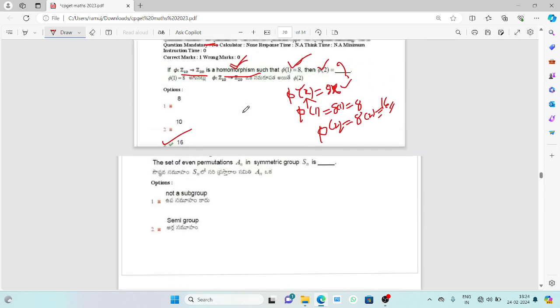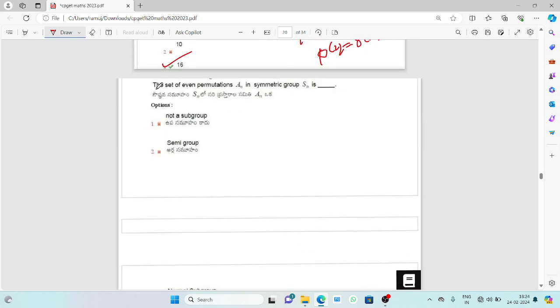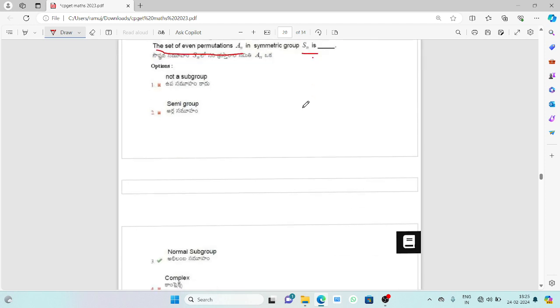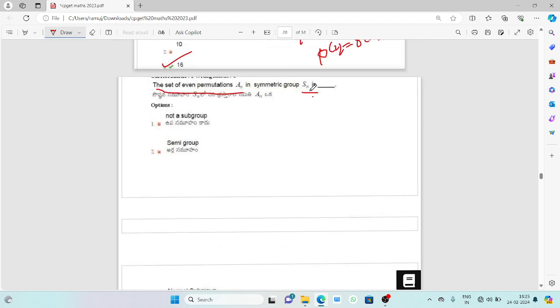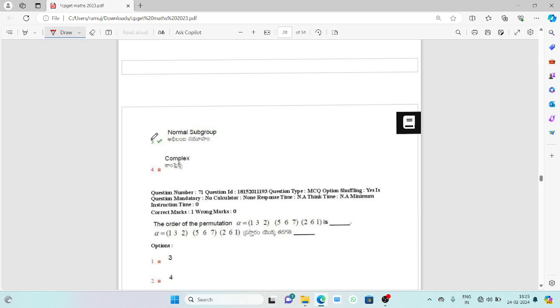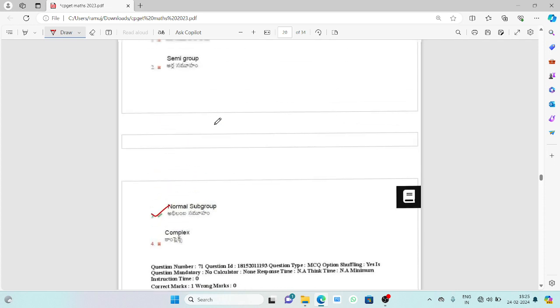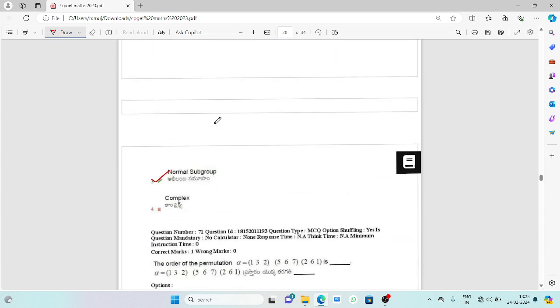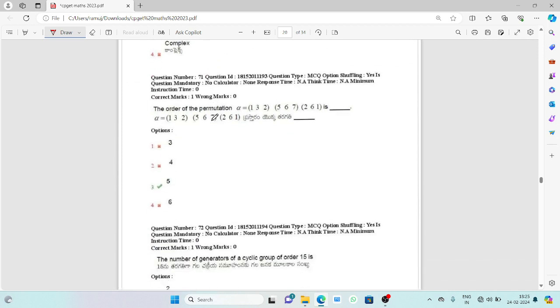So the 70 question is the set of even permutations. We know that the set of even permutations is in the symmetric group Sn. So he is asking about the set of even permutations in a symmetric group Sn. So we know that that is a normal subgroup of Sn. So that is a direct one. We can say that alternating groups are normal subgroups of a symmetric group Sn, or permutation group Sn.